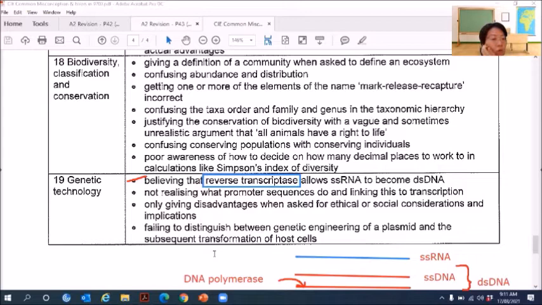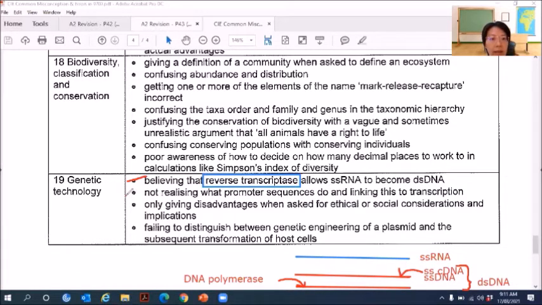Okay, so that means you need to know the use of reverse transcriptase. It's not to synthesize double-stranded DNA, but to synthesize the single-stranded complementary DNA. So I can put here single-stranded complementary DNA, cDNA. Okay, can be SS single-stranded DNA for this one. Okay, this one.